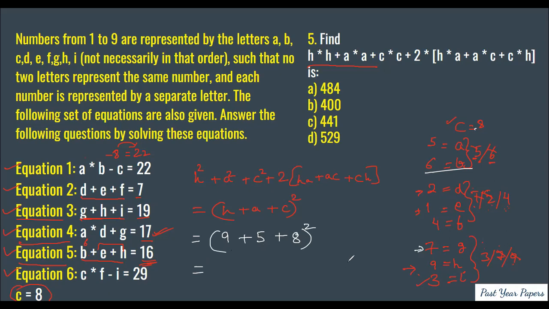9 plus 5 is 14. 14 plus 8 is 22. 22 square, which gives me answer as 484. So my answer is 484. Is there any option? Yes, A option is there.